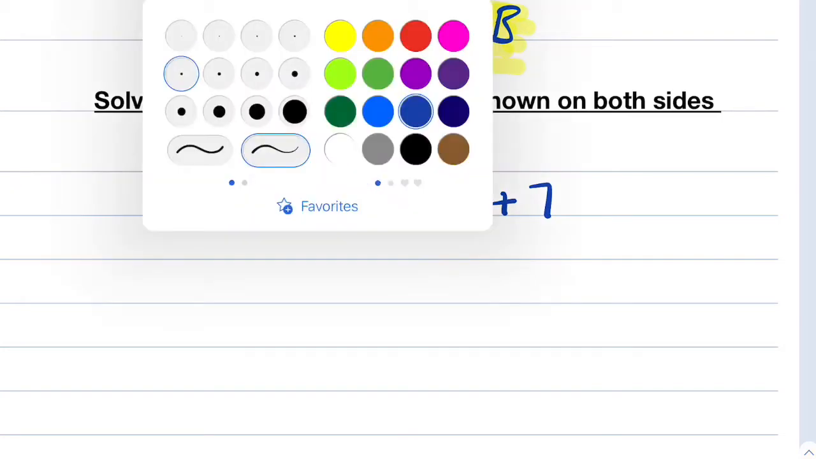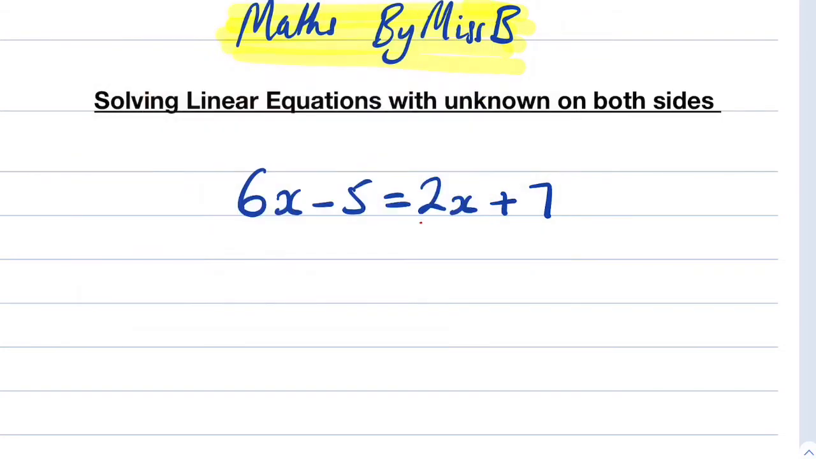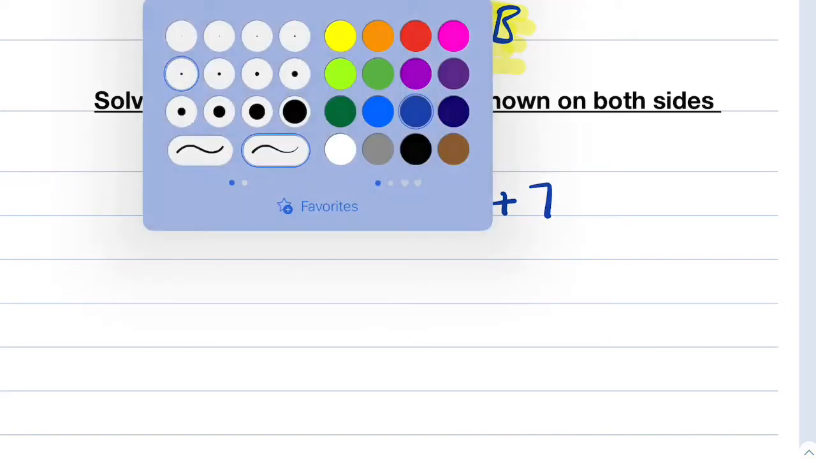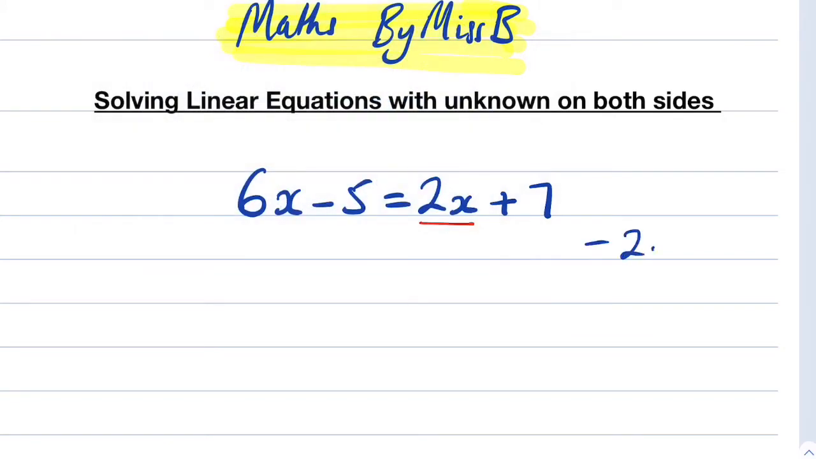So what we're going to decide to do is look at the 2x, look at the 6x, and remove the one that is the least. Okay, so 2x is clearly less than 6x, so we are going to begin by removing 2x from both sides, and as we do that, just see what happens. So there's a reason behind all this. So let's take away 2x from the right hand side. What happens there? The 2x will disappear, leaves us with the 7.